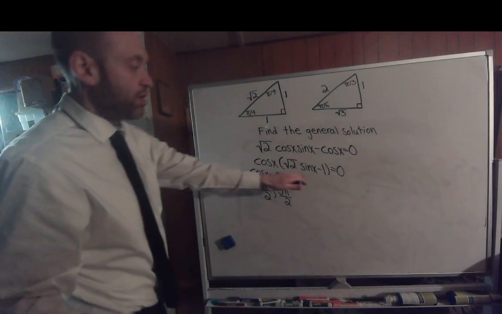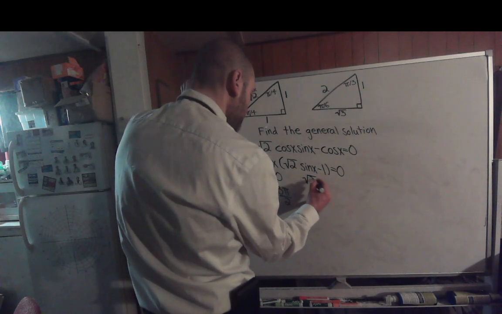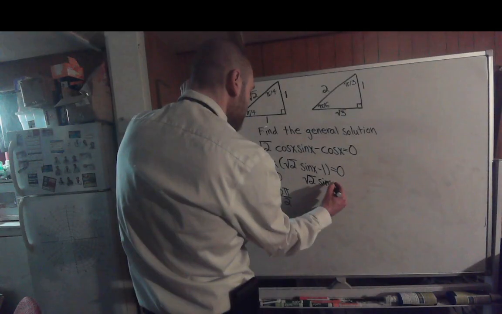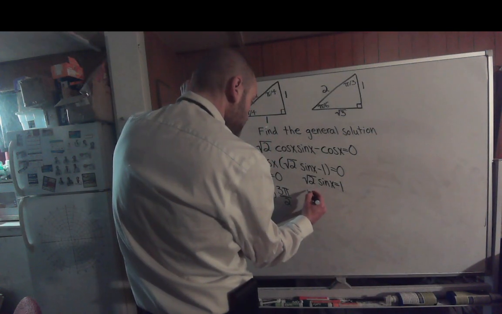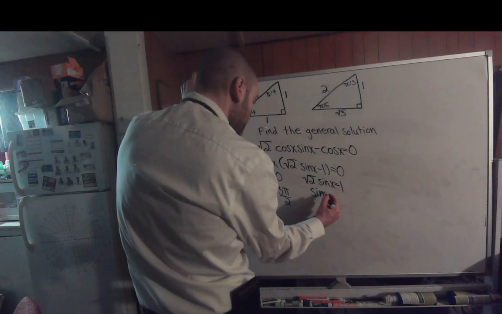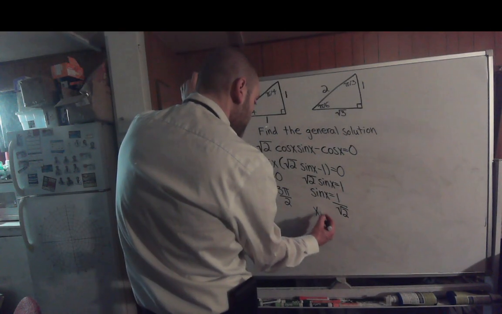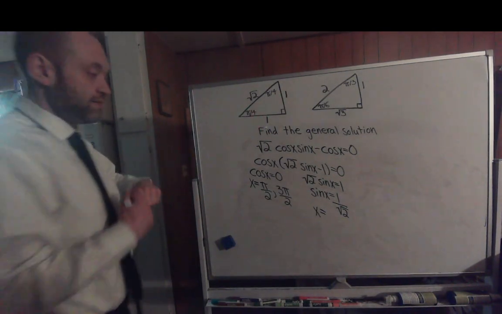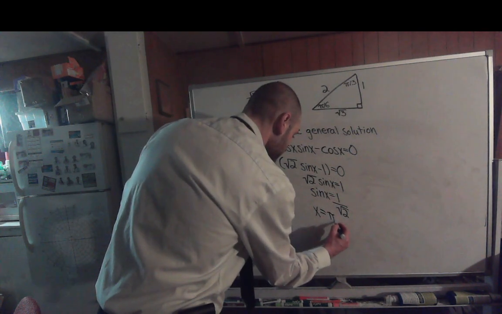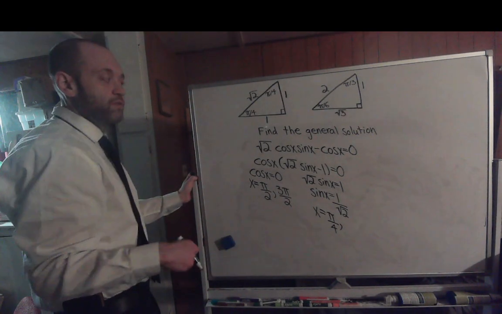Now what about the square root of 2 times the sine of x minus 1 equals 0? So this would turn into the square root of 2 times the sine of x equals 1, which would then end up giving you the sine of x equals 1 over the square root of 2. So x is going to equal what? When is the sine 1 over the square root of 2? Definitely at pi over 4, right? And then you also have it again at 3 pi over 4 because the sine is positive in the second quadrant also.